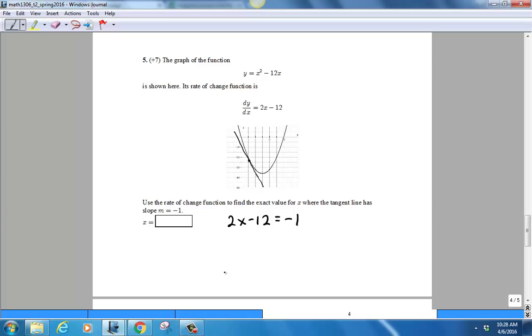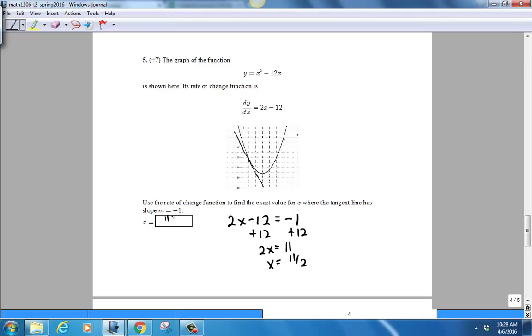I was just trying to mix it up a little bit. Usually you find where the slope is 0, okay? All right. So all of you now can solve this simple equation, right? All you have to do is add 12 to both sides. And so you get 2x is equal to 11, and then divide both sides by 2. So you end up with 11/2.